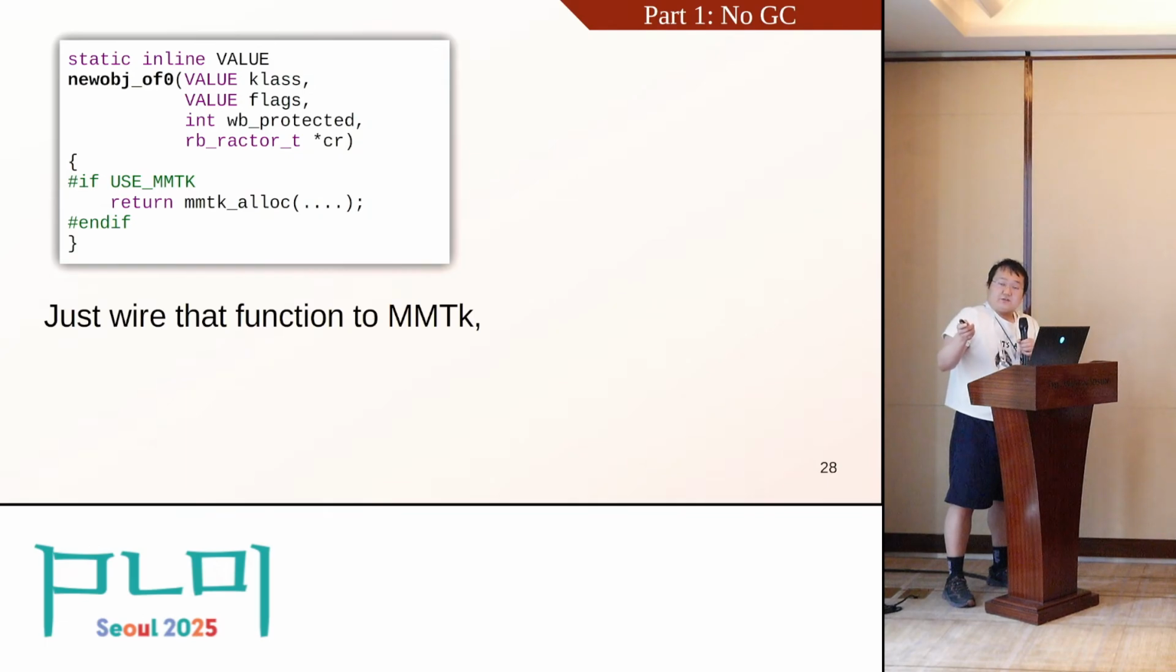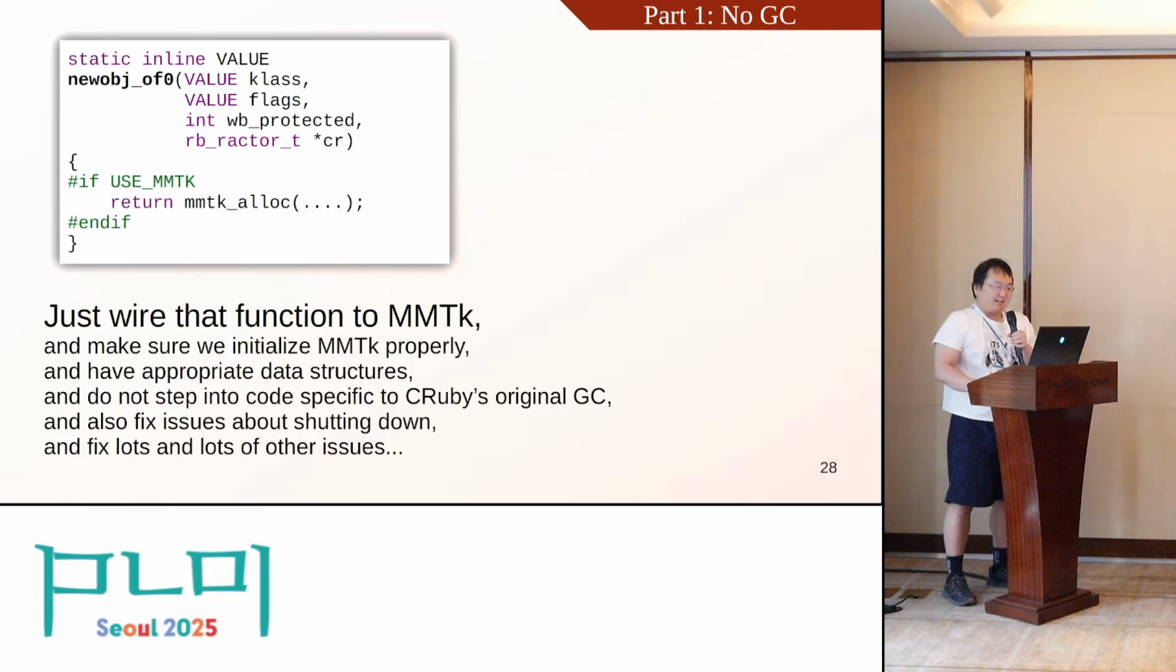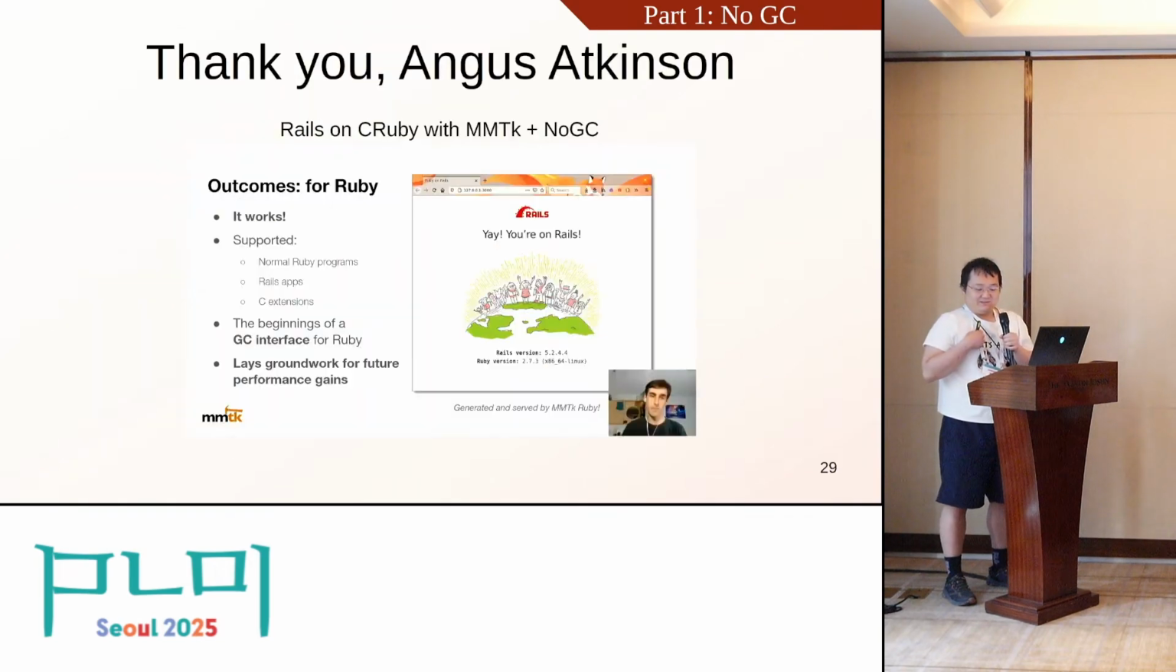CRuby called that function to allocate heap objects. So just wire that function to MMTK and we are almost done. And then we just need to do lots and lots of trivial work. And luckily, I don't have to do any of them. So thank you, Angus Atkinson, a student at ANU who initially worked on this project. With his work, we were able to run Rails on CRuby with MMTK with no GC.